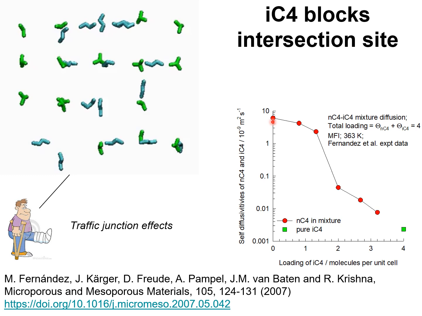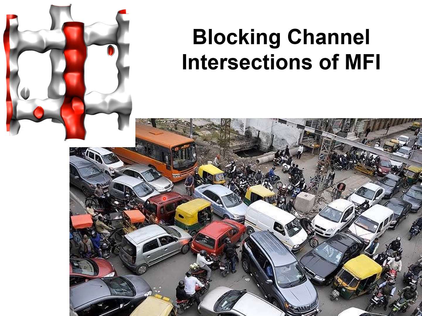This intersection blocking effect explains why the experimental data shows that the normal butane diffusivity or normal butane permeance in the mixture is lower than the unary permeance of normal butane as observed in the experimental measurements at Dalian. If the intersections are blocked, the entire traffic along this channel and this channel is brought to a complete standstill.